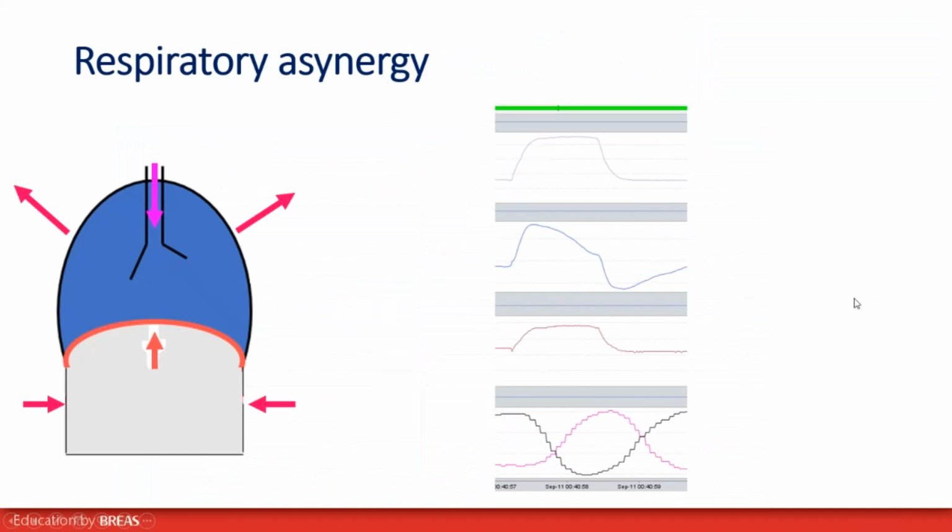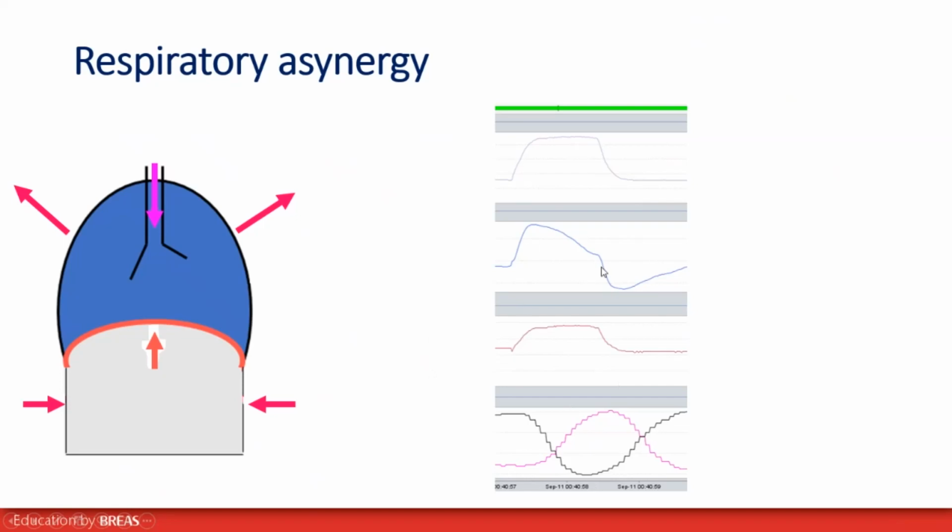So let's look how it works. Here the patient has a very weak diaphragm, so he's trying to pull with the accessory muscle. So we have an increase in the thoracic belt and a concomitant decrease in the abdominal belt. So it's called a respiratory asynergy.